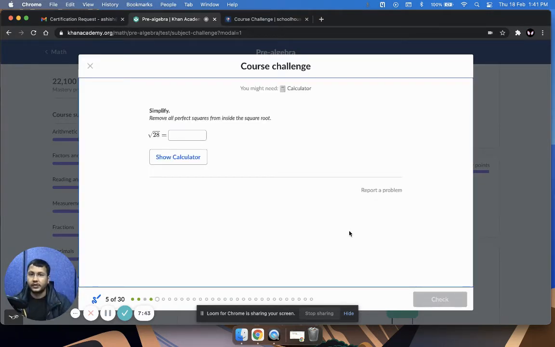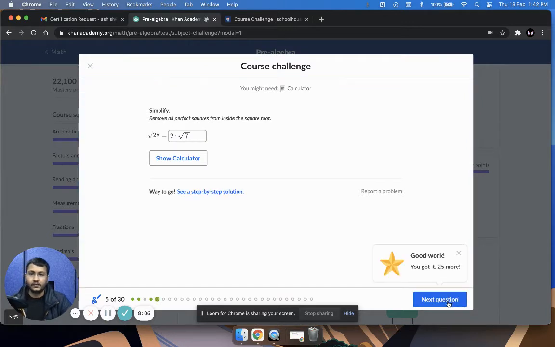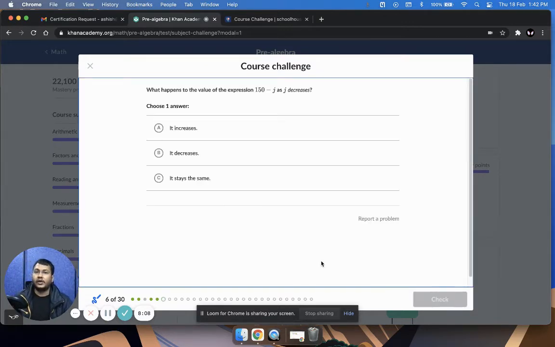Remove all perfect squares from inside the square root. We have to simplify the square root of 28. So 28 is 4 times 7. And 4 is a perfect square. 4 is 2 times 2. So 2 moves out, and 7 stays in. 2 square root 7. 2 times root 7. Yep.